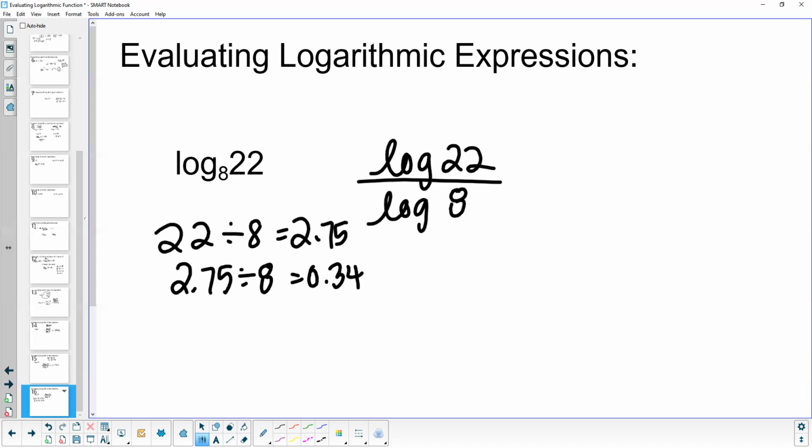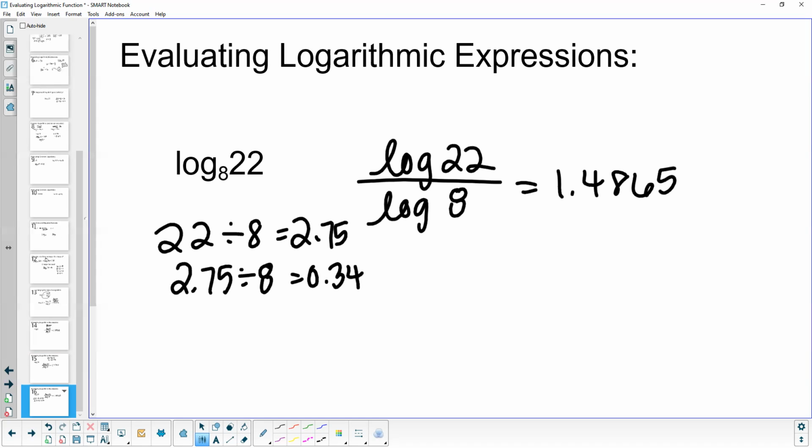So let's take a look at what that would be. The log of 22 divided by the log of 8 gives us 1.4865. Therefore, we can see it's right in between that 1 and 2. So again, the idea of repeated division is really what a logarithmic function is. It's just the opposite of our exponential. We're taking it and we're dividing it over and over. And we can look at how many times we need to divide it when we evaluate it.